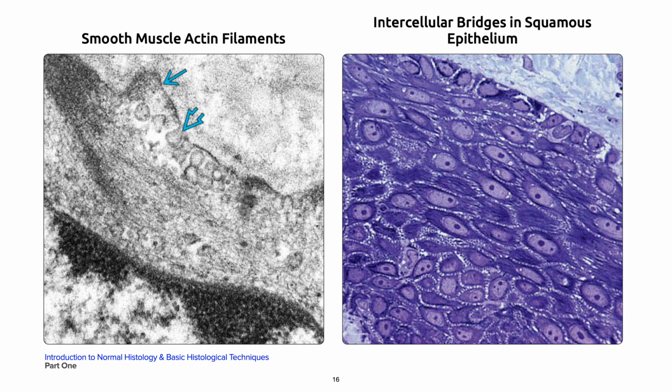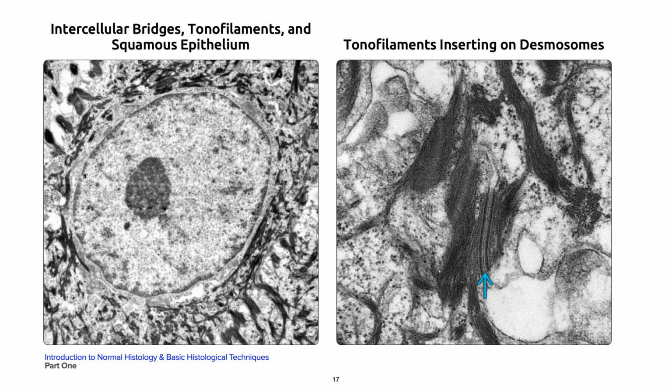On your right is a toluidine blue stained tangential section through the mid-epidermis, which demonstrates a stratified squamous epithelium with numerous intracellular bridges. On your left, an EM shows the cytoplasm of this squamous epithelial cell filled with wavy fascicles of tonofilaments inserting at the desmosomes. Cytoplasmic extensions of these complexes form your intercellular bridges.